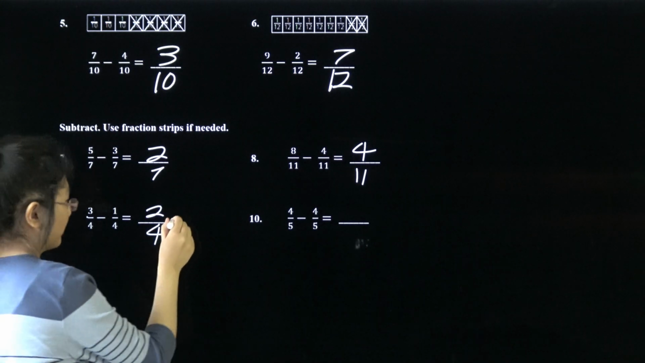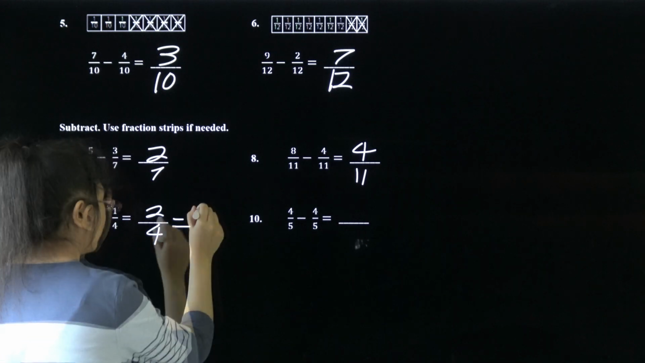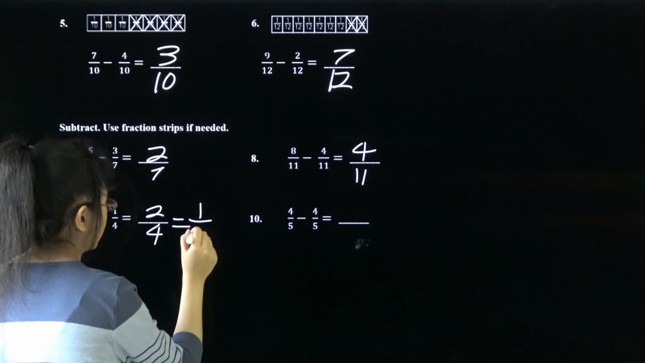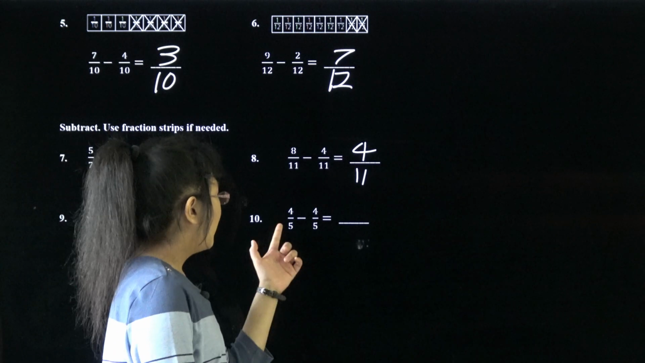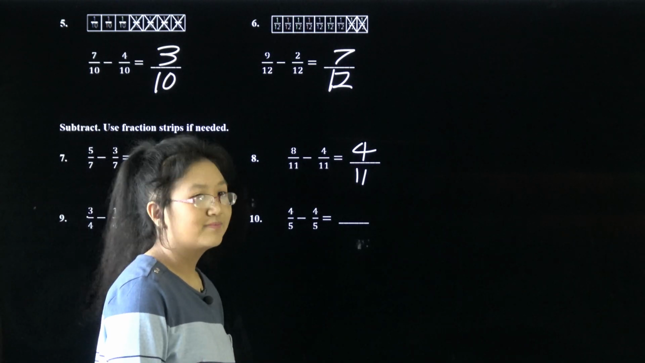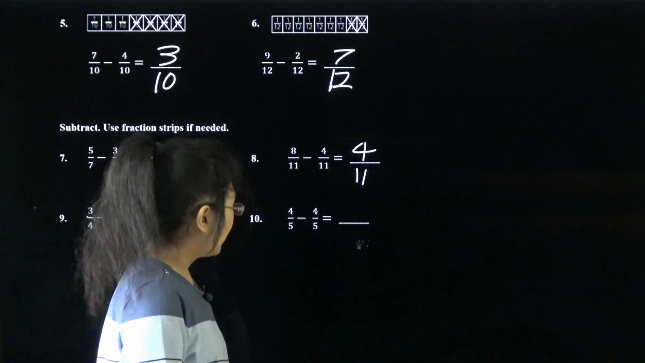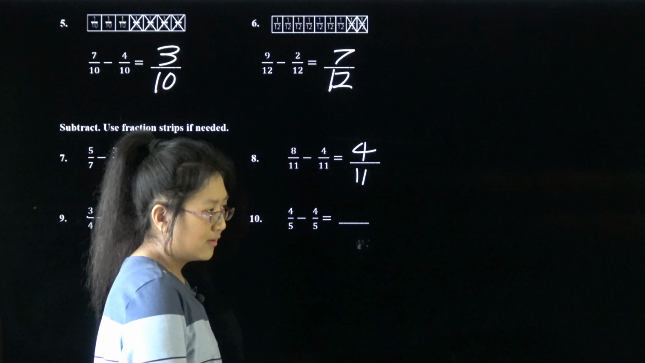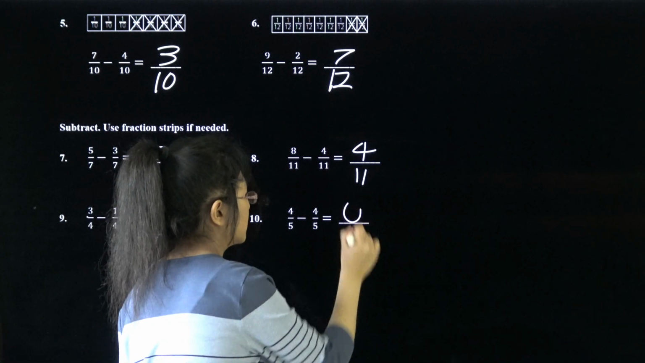Now 2/4. Can it be simpler? Yes. 2 divided by 2 is equal to 1. And 4 divided by 2 is equal to 2. Half. Now 4/5 minus 4/5. It's the same number. It's equal to 0. If a number subtracts itself, then it's equal to 0. So we just put a big fat 0 there.